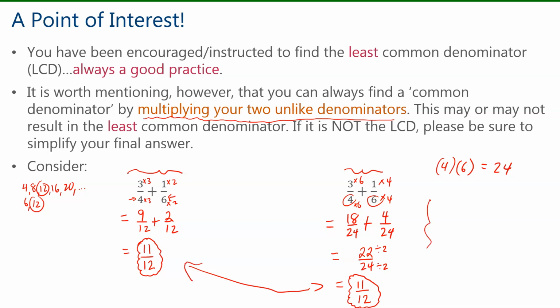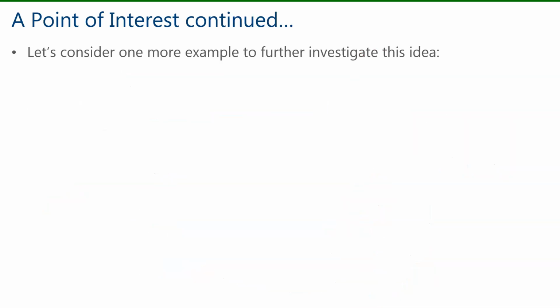So a couple of notes that I'd like for you to take from this is that the numbers that you deal with in adding the fractions, if you don't find the LCD, will tend to be a little bit bigger. And of course, we also had to simplify the 22 over 24 to get 11 over 12. Let's consider one more example to further investigate this idea. So we have 1/5 plus 3/10 plus 7 over 20.